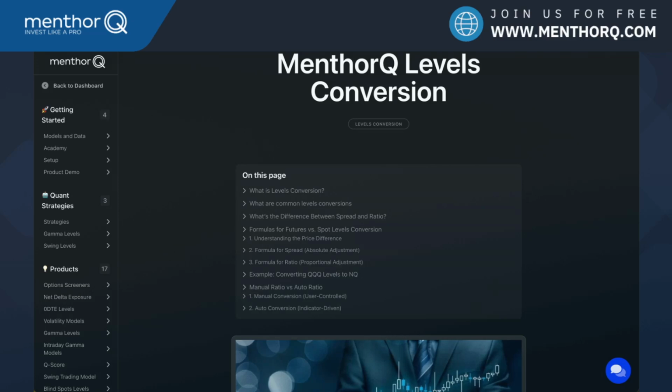Hi everyone, in today's video we're going to go over our MenthorQ Levels Conversion, and we're going to talk about why levels conversion is important, when we can use level conversion, how you can convert levels using an auto or manual ratio, and how you can also convert levels on your trading platform like NinjaTrader, Quantower, Atas, even if you don't have a data feed of the asset that you are trying to convert from.